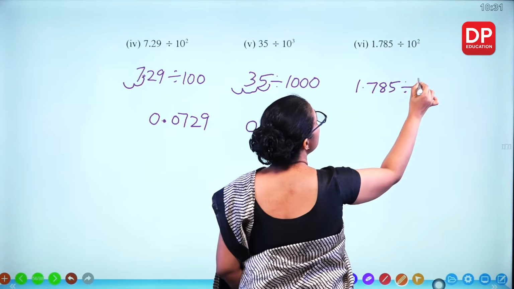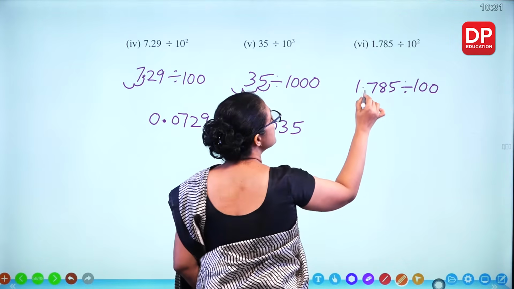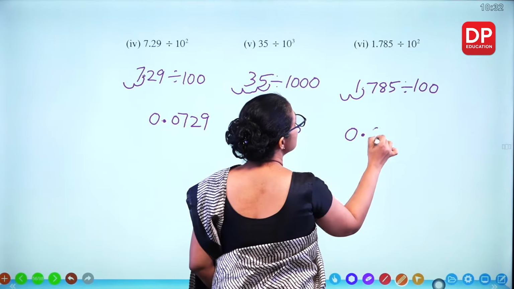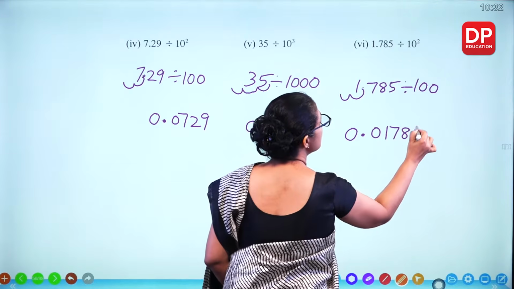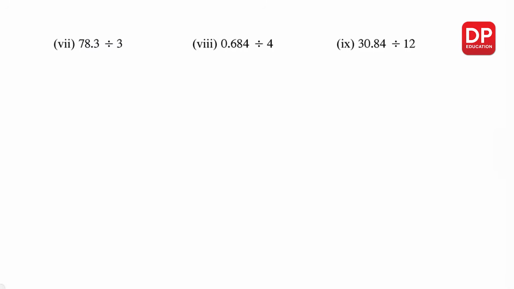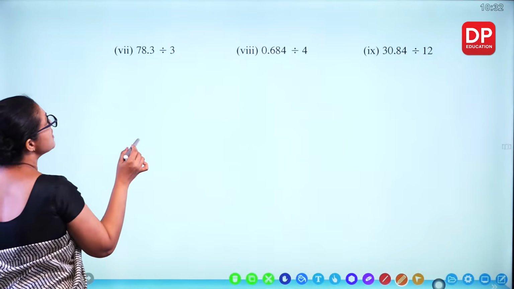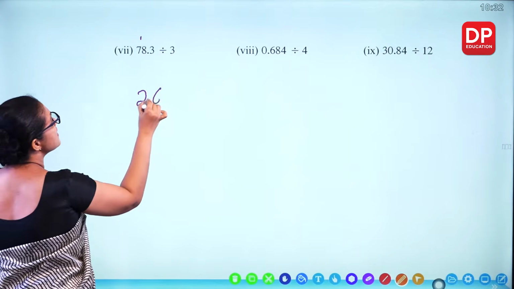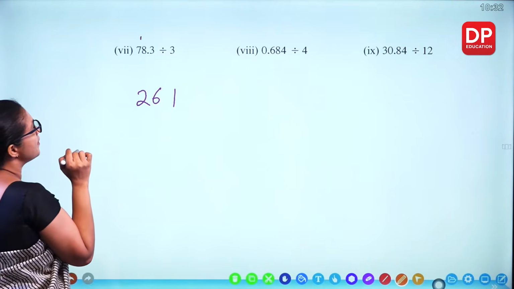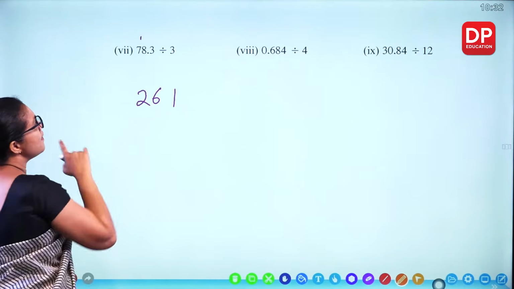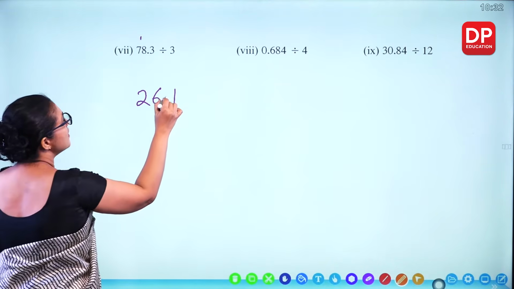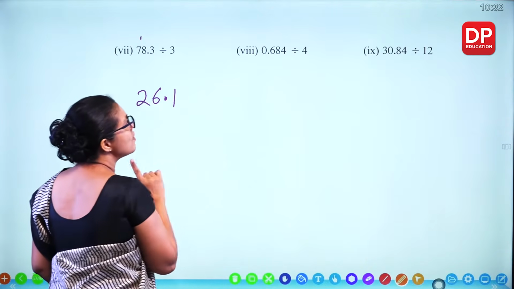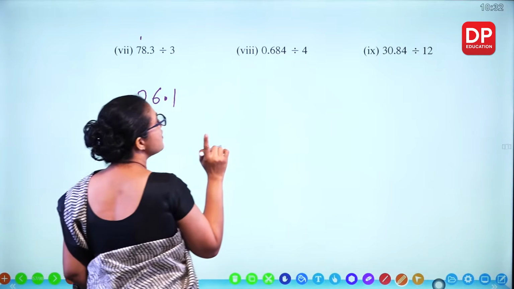1.785 divide by 100. Move the decimal place 2 places to the left. 0.01785. This one divide by 3. Just ignore the decimal, divide by 3. 3 times 2, 6. For 18, that's 6. And for 3, 1. Now, look at the question. 1 decimal point is there. So, 26.1.